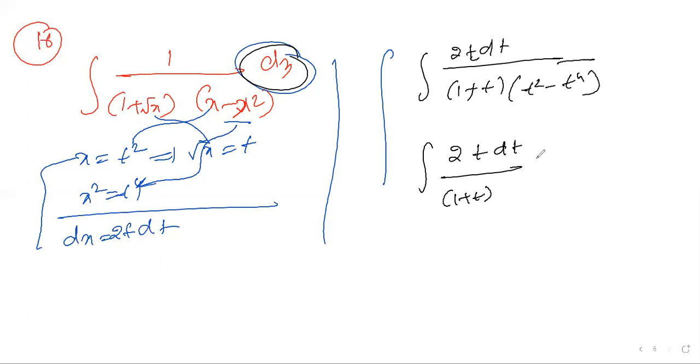Next, in this I'll take t square common. What are you going to get? t square common, 1 minus t square. So here this t is going to cancel out. It is very clear.